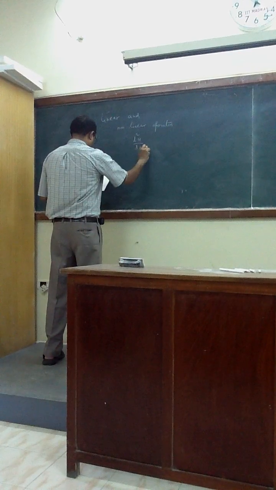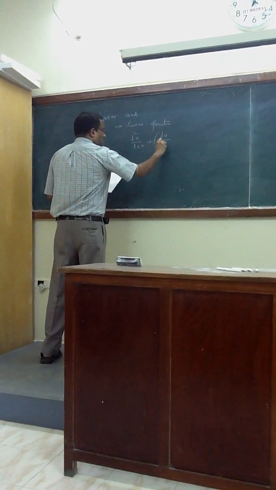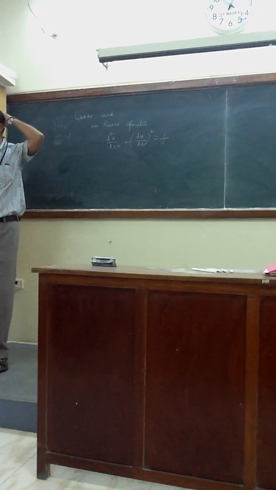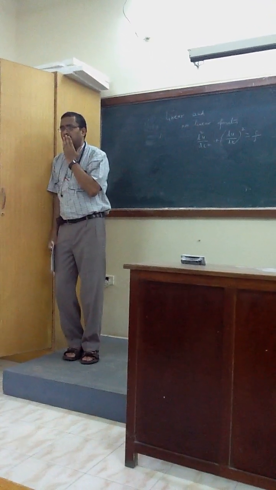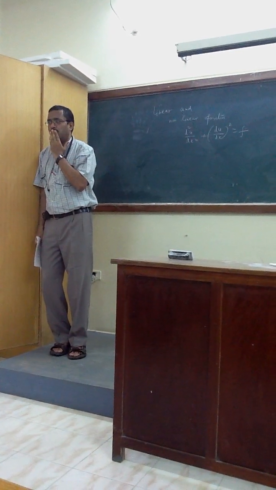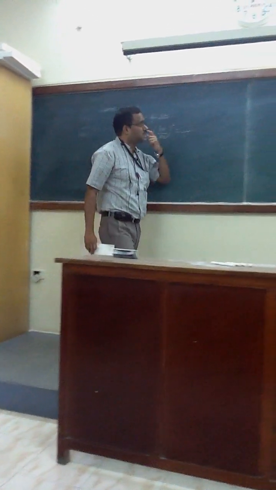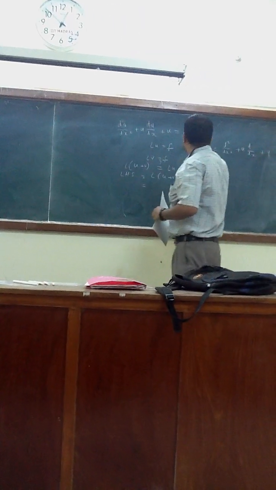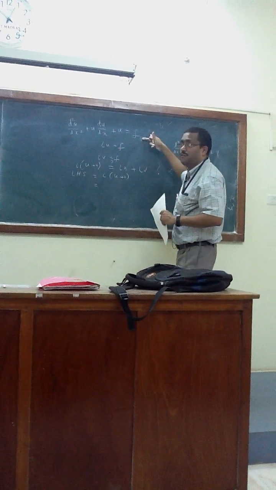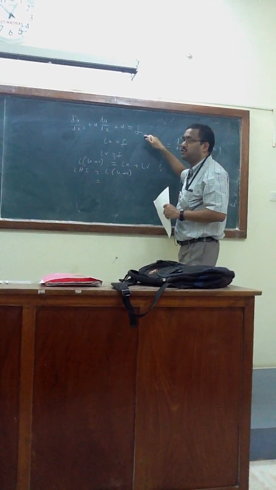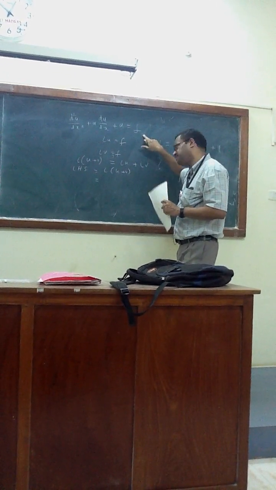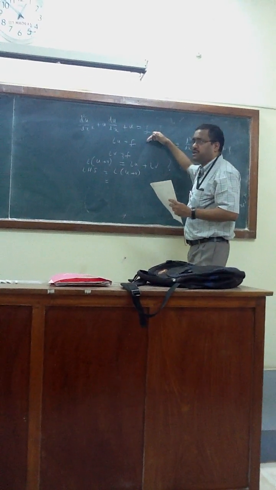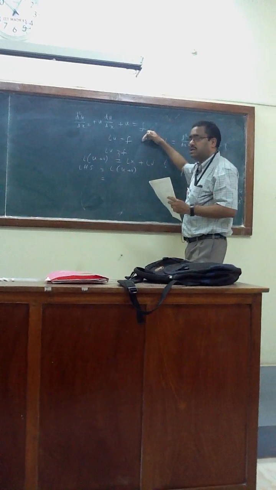d2u by dx square. What is this operator? Linear, non-linear? Remember the previous one. This is homogeneous or non-homogeneous? It depends on the function of x. It is non-homogeneous. This function of u homogeneous. It is constant, again non-homogeneous. So depending on that, if you assume it is constant, it is non-linear homogeneous system.